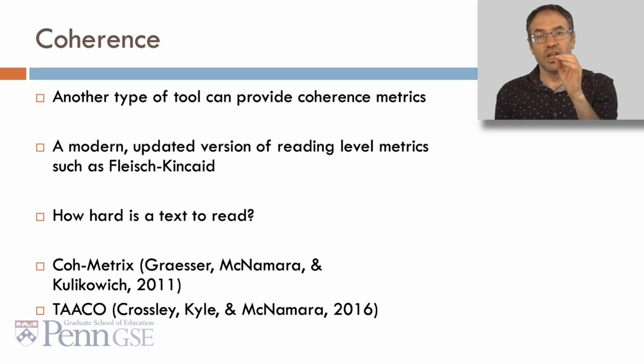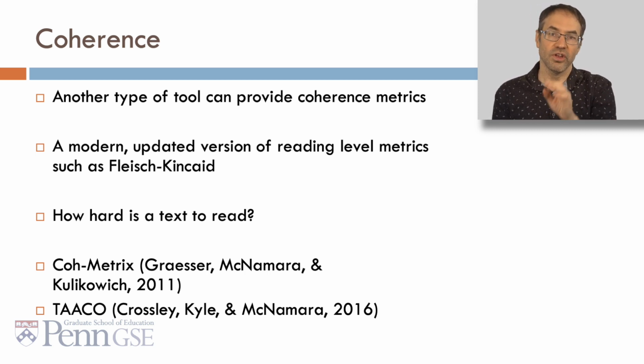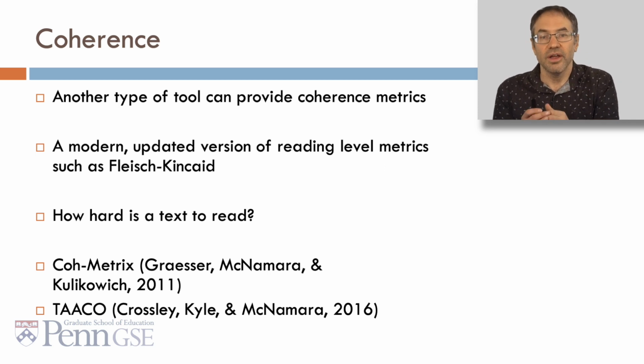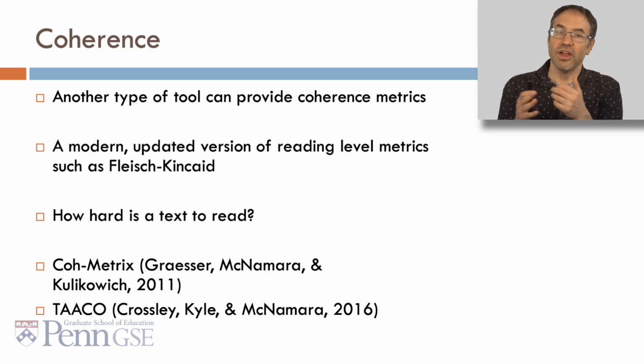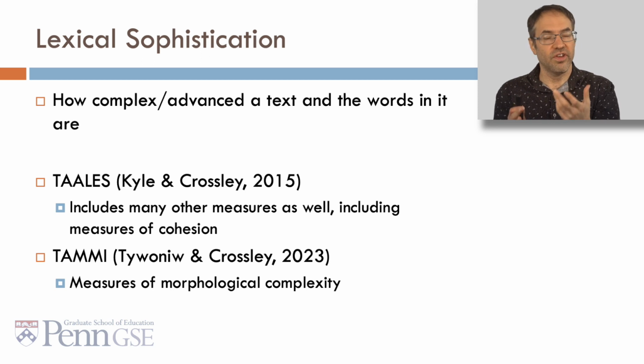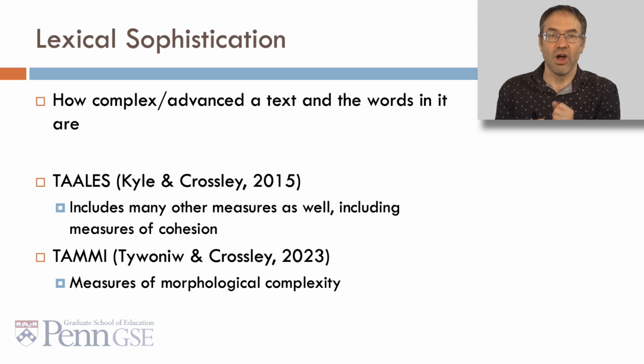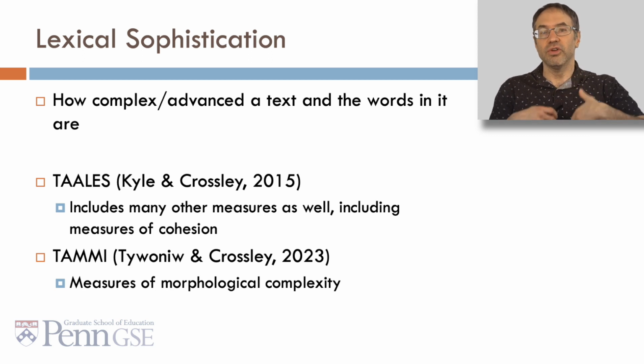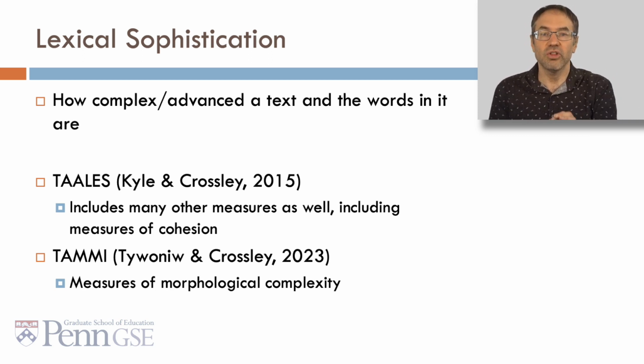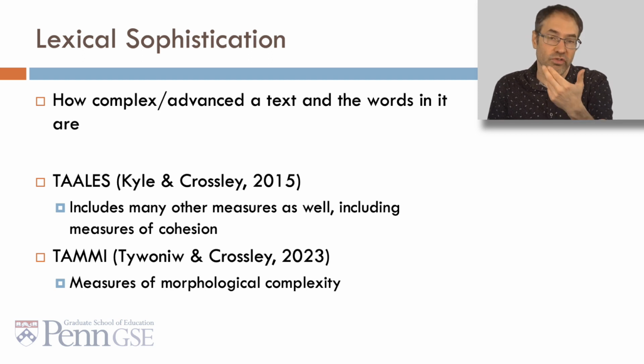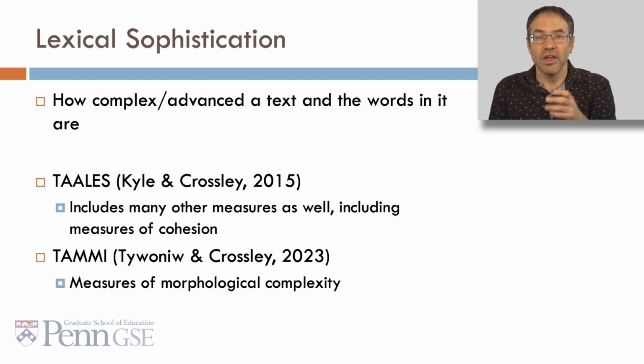Another type of tool can provide what are called coherence metrics, a modern, updated version of reading level metrics such as Flesch-Kincaid. And this indicates how hard a text is to read, and tools for this include Coh-Metrix and TAACO. There's also tools to detect lexical sophistication, how complex or advanced a text and the words in it are. And there are tools for this, including TAALES, which incidentally includes many other measures as well, including measures of cohesion, and also TAMMI, which provides measures of morphological complexity.